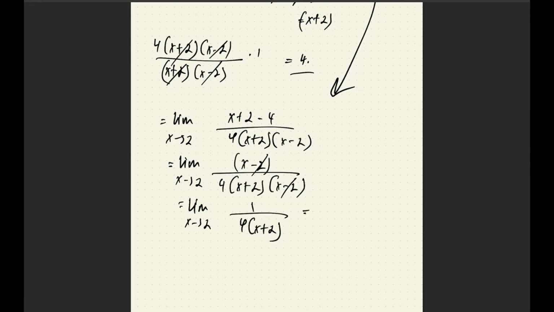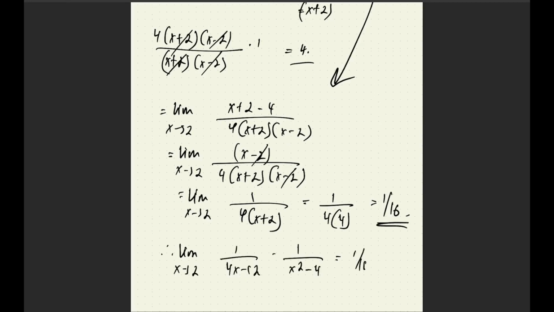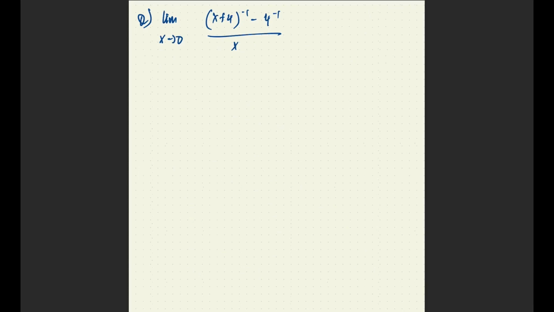And now if I plug in, I'm going to have 1 over 4 times 4, which is 1 over 16. So now we no longer have an indeterminate answer because we used the algebraic technique of combining the fractions. So therefore, we can say that the limit as x approaches 2 of our function is equal to 1 over 16. Okay, so let's solve one more example.